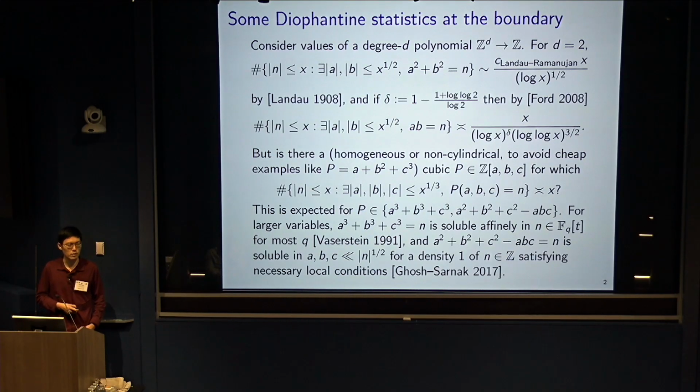And for the Markov problem, this was studied by Ghosh and Sarnak. They got almost all representation results under natural necessary local conditions, for a, b, and c going up to square root of n. So they can't quite take n to the 1/3, but they can do n to the 1/2. That's by taking one of the variables to be small to make it look more like a quadratic equation. There's still a lot of subtle work to be done there.